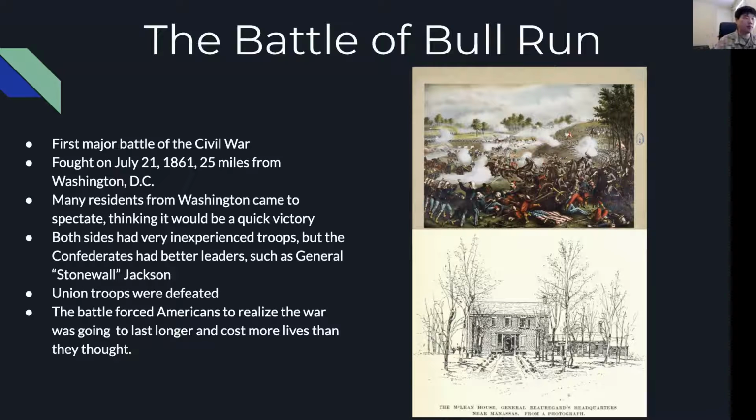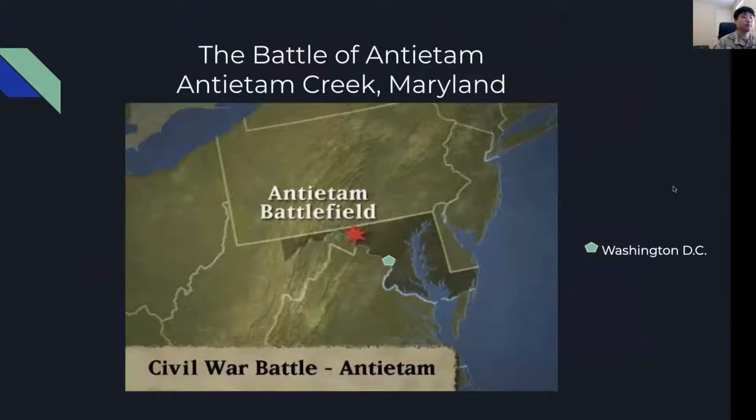The Battle of Bull Run was significant because it forced a lot of Americans from both the North and the South to realize that the war was going to last a lot longer and cost more lives than they had originally thought.